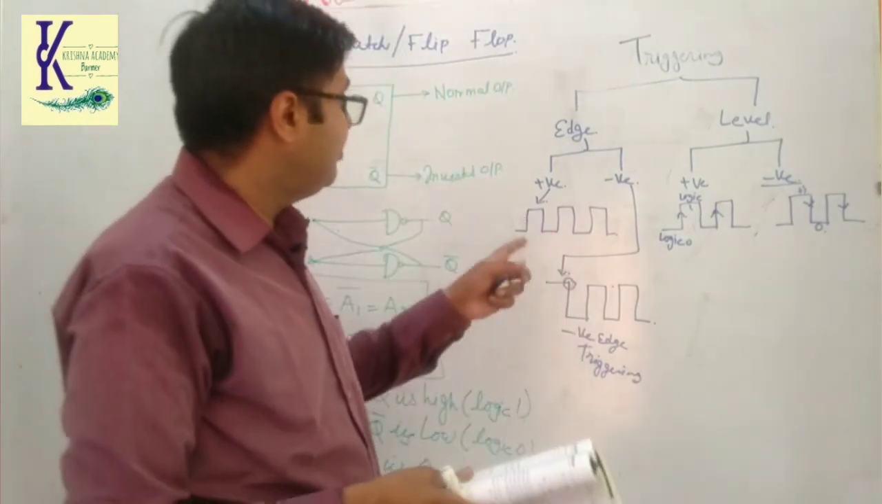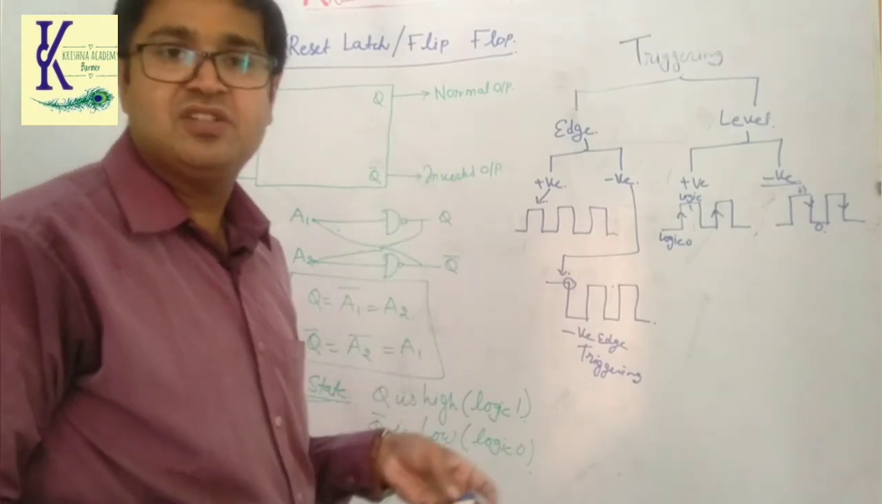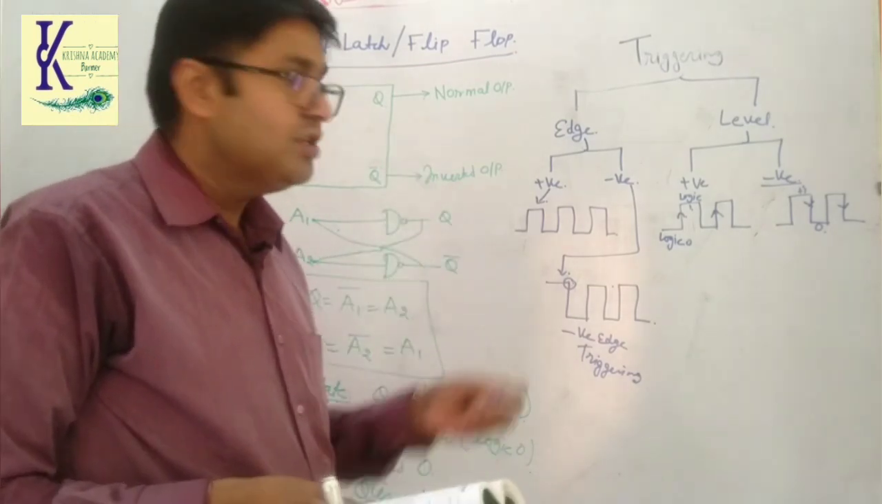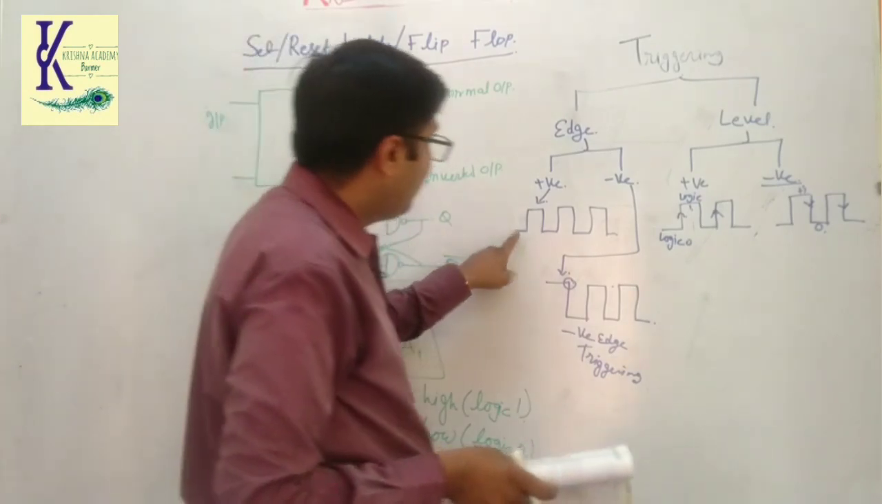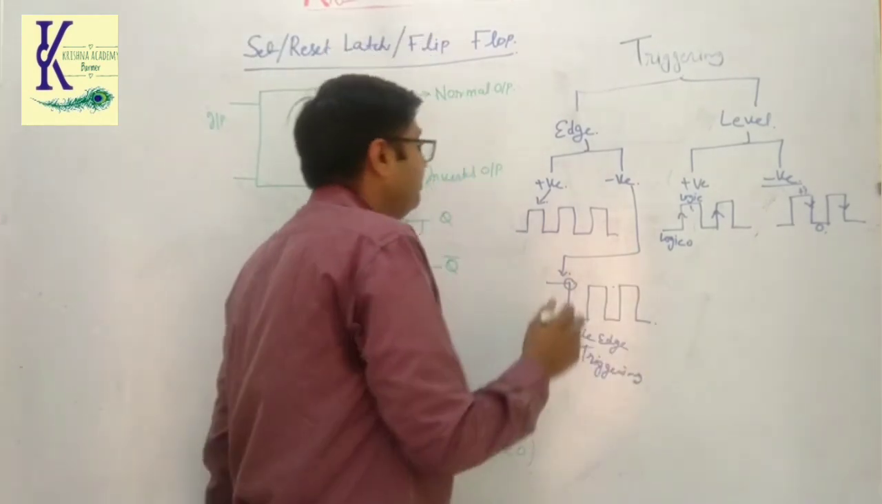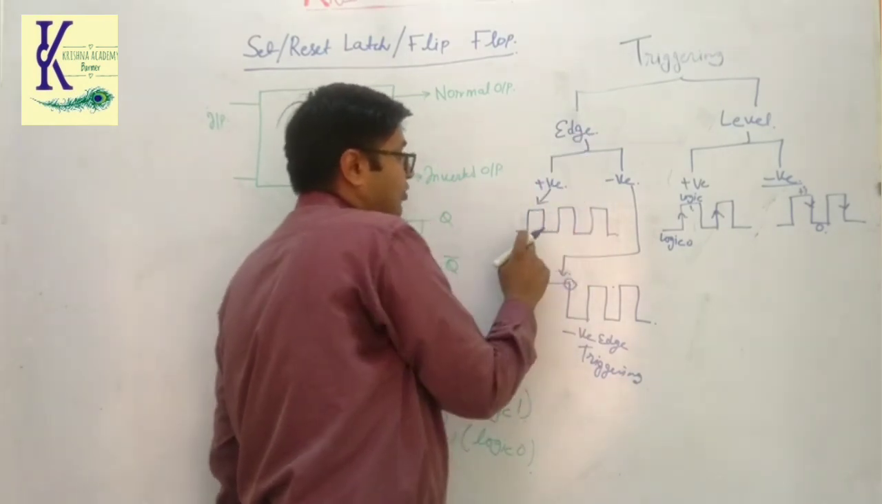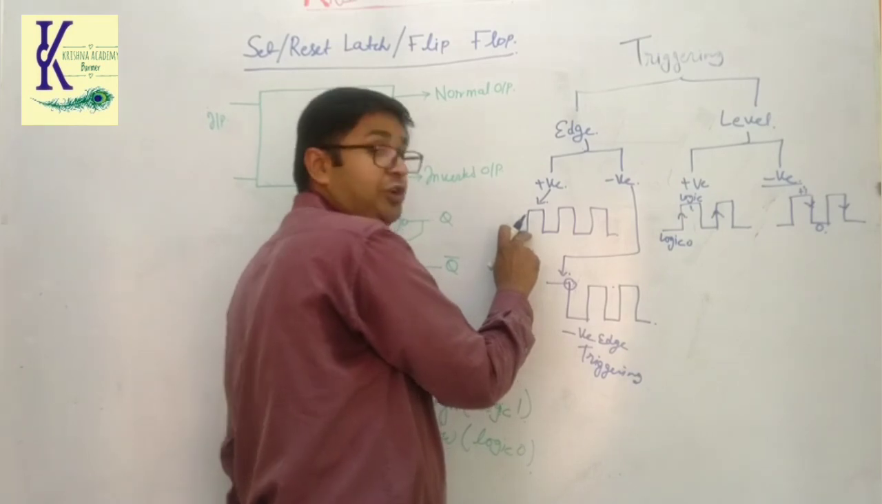Now, as you have understood which one is used in flip-flops and which one is used in latches, you have already gone through it. You just need to understand how level triggering and edge triggering work. Like in positive edge triggering, here edges are counted at this point.